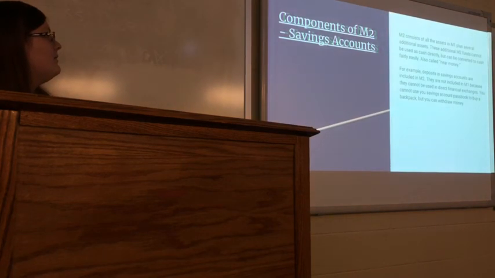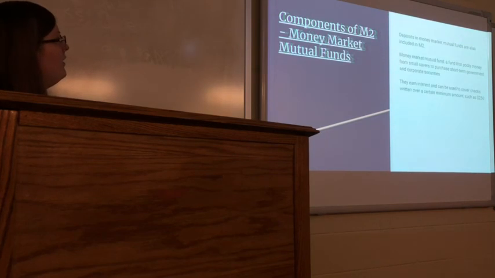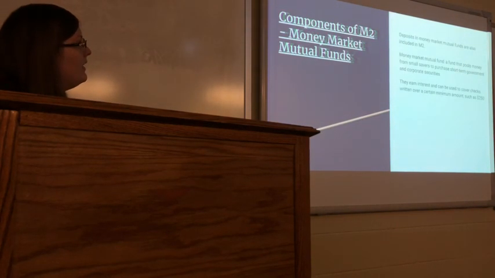M2, savings accounts. M2 consists of all the assets in M1 plus several additional assets. These additional M2 funds cannot be used as cash directly, but can be converted to cash fairly easily, also called near money. For example, deposits and savings accounts are included in M2. They are not included in M1 because they cannot be used in direct financial exchanges. You cannot use your savings account passbook to buy a backpack, but you can withdraw money in order to do so.